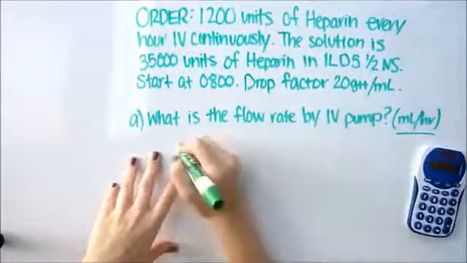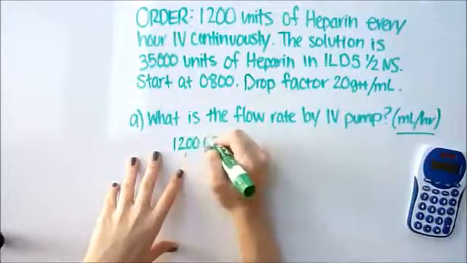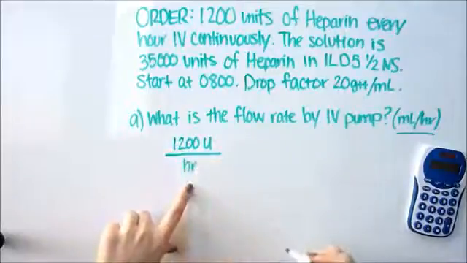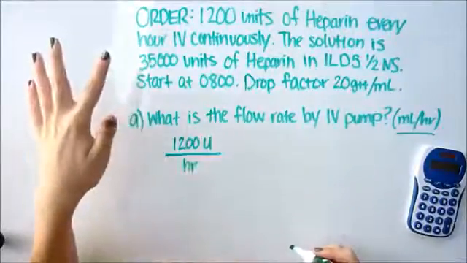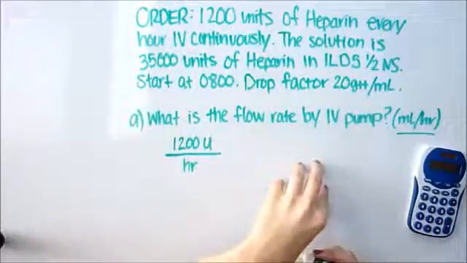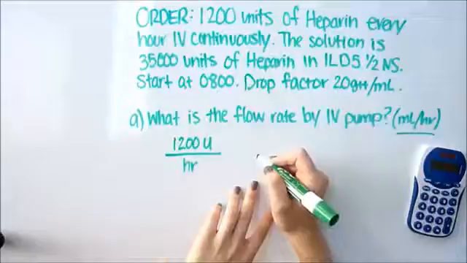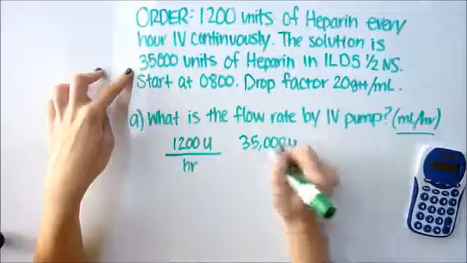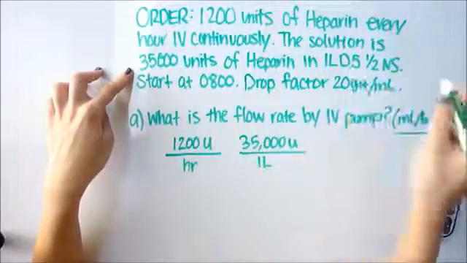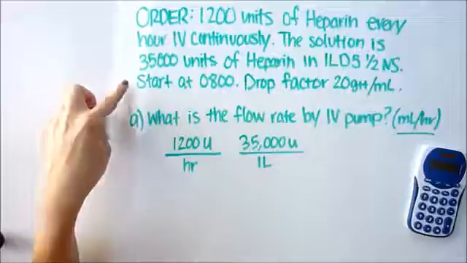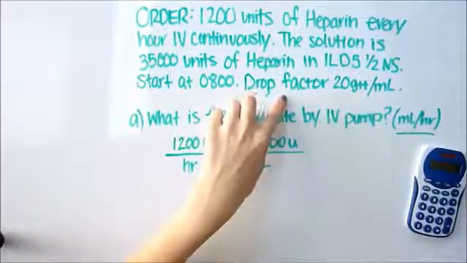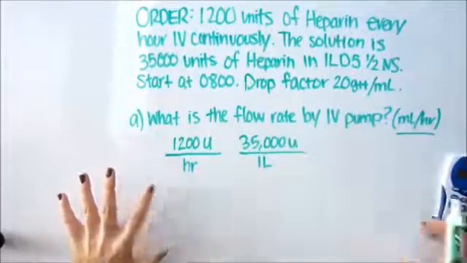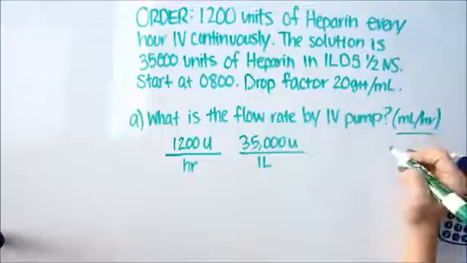Okay, so first we're going to take 1,200 units of heparin, which is given every hour. So I'm going to put that over hour. I'm basically taking everything that's given in the question and making it into proportions to see what I have and see what I'm going to use. And we have a solution of 35,000 units of heparin in 1 liter, and so on, right? And we're starting at 0800. We don't really need that right now. And drops, we don't really need this. So this is what we're given, right? And remember, what we need is ml per hour, right?